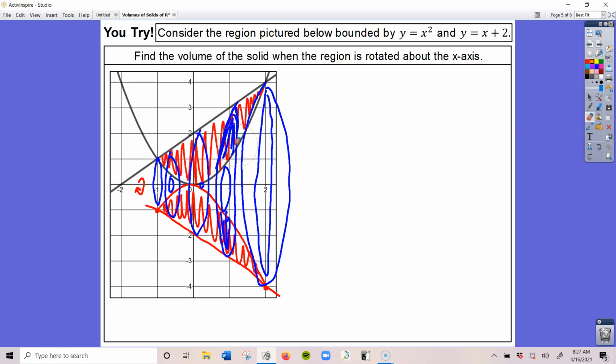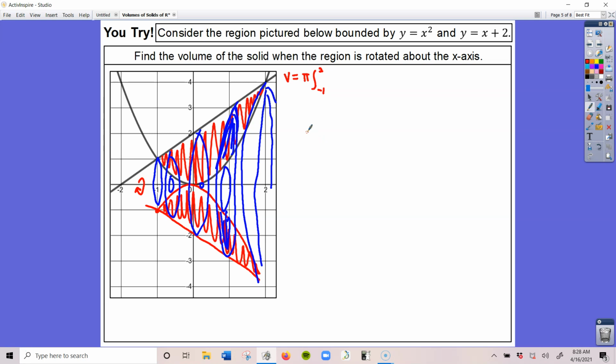I'm just going to erase this little part here so that it's not in the way of our work. But you get the picture. So our volume is going to equal pi. Now our limits of integration: we can see that the solid starts at -1 because that is the point of intersection of those two functions. So we're going to start with -1 and it ends at the point of intersection, which is the x value of 2.